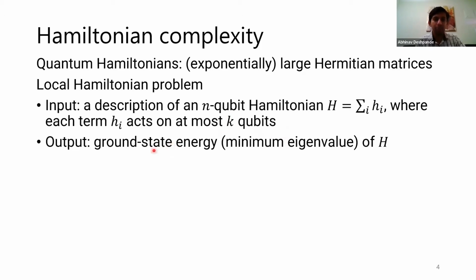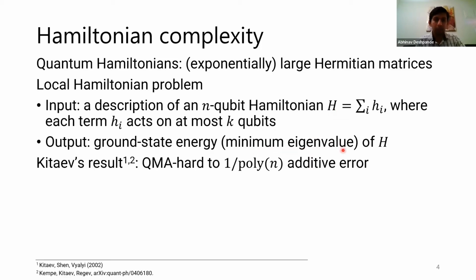And as output, you want to find the ground state energy of this Hamiltonian H, or in other words, just compute the minimum eigenvalue of H. And you want to do this to, let's say, inverse polynomial additive error. So this was the first base problem in this Hamiltonian complexity literature.